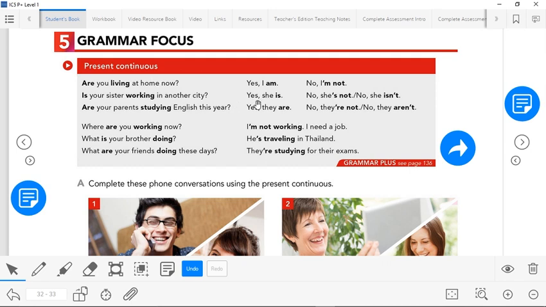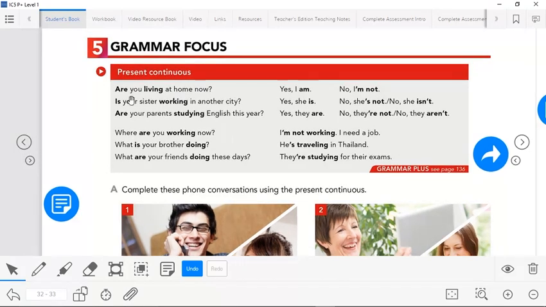And how do we make the present continuous? It's just a normal sentence, but we add -ing to the verb, and that's how we make it continuous. Instead of travel, is traveling. Instead of study, is studying. Instead of work, is working. Instead of do, is doing. And so on and so forth, okay?